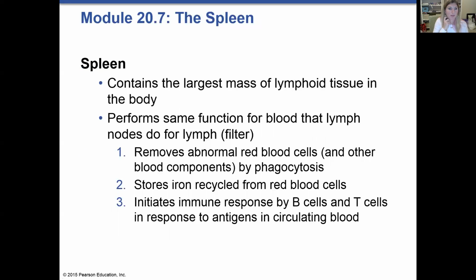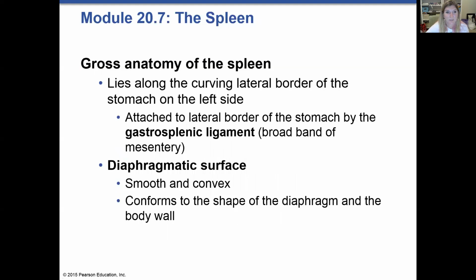Let's talk briefly about the spleen. It's the largest mass of lymphoid tissue in the entire body. It performs the major function of filtering our blood. Any of the stuff in the blood that the lymph did not filter, that's what the spleen does. So it's removing abnormal red blood cells for phagocytosis. It's storing iron that can be recycled and reused by our red blood cells. And it's also initiating immune responses from the T and B cells in response to any antigens that are circulating in the blood. So it's a major recycling center.